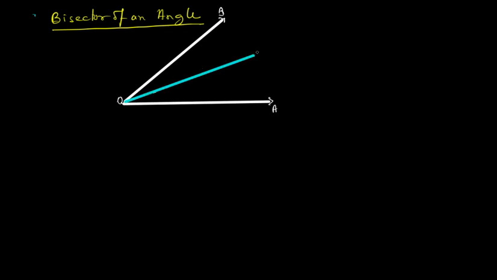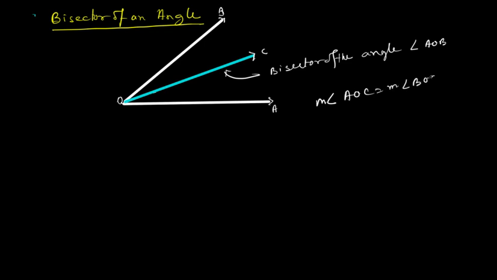So this is the bisector of the angle, which bisected the angle into two equal parts. This is the bisector of angle AOB. And we can say the measurement of angle AOC is equal to the measurement of angle BOC. So the measurement of this angle and this angle must be equal.